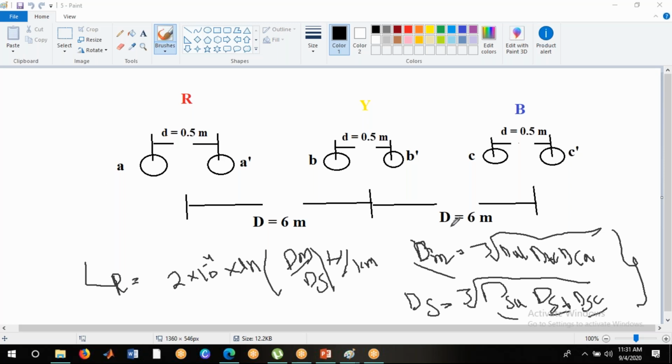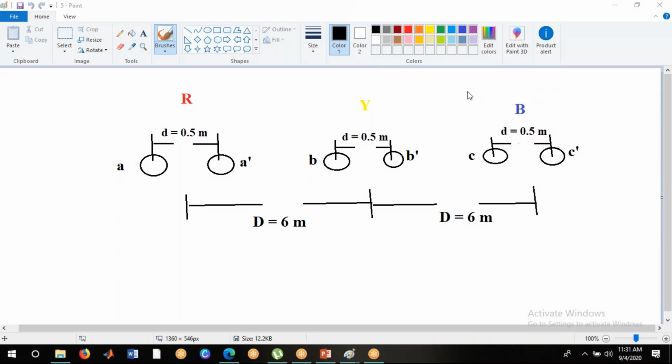So now we will find that one by one. First DAB. So this is the conductor A, conductor B. Let us take A and B. It has two conductors here, two conductors here. Then you will get a total of four conductors, so fourth root of the product from A to B.